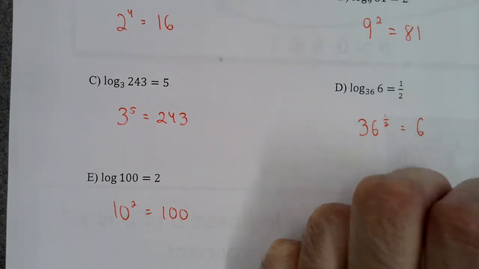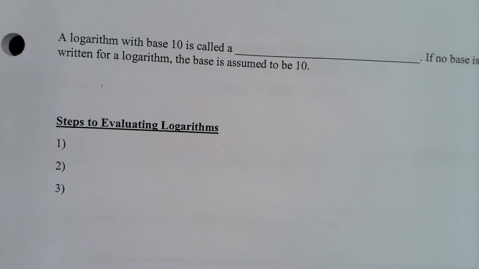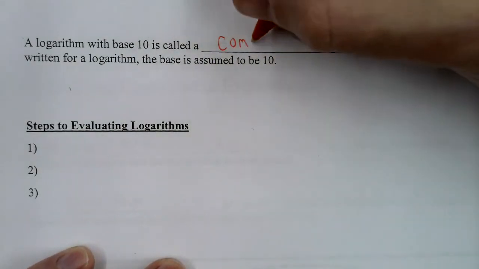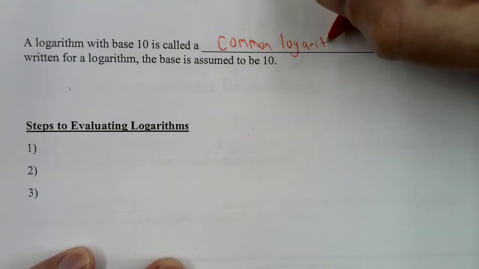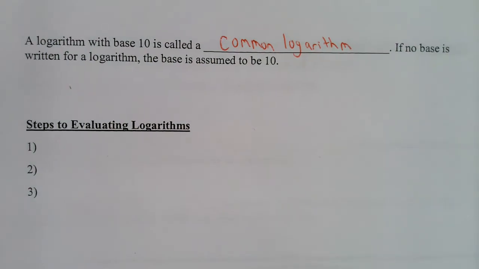Now this next definition goes with what I talked about earlier. A logarithm with a base 10 is called a common logarithm. That's what it's called. If no base is written for a logarithm, the base is assumed to be a 10. We talked about that in the previous page.